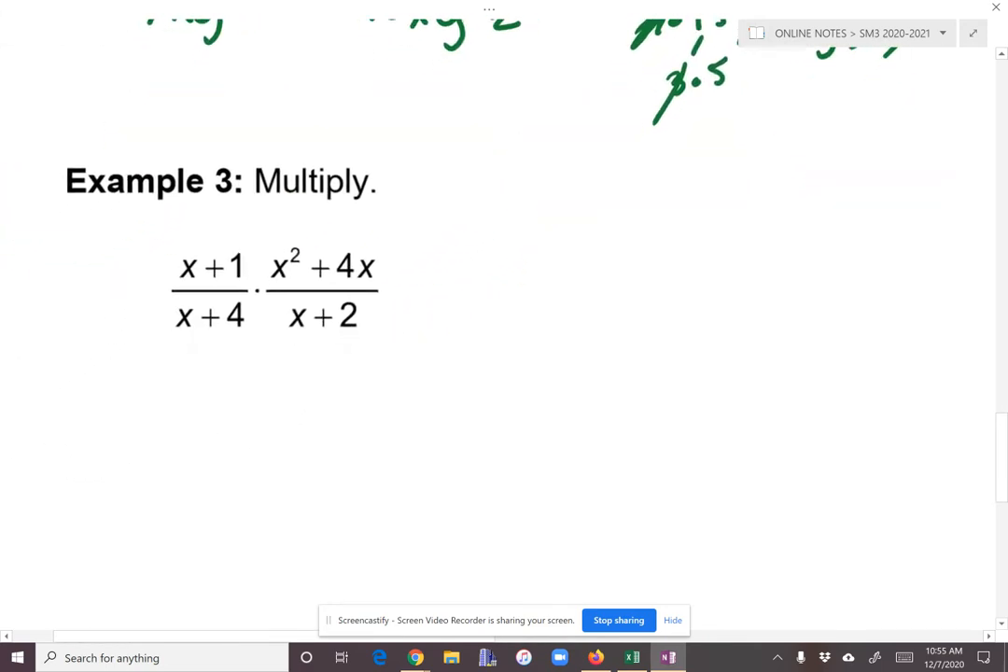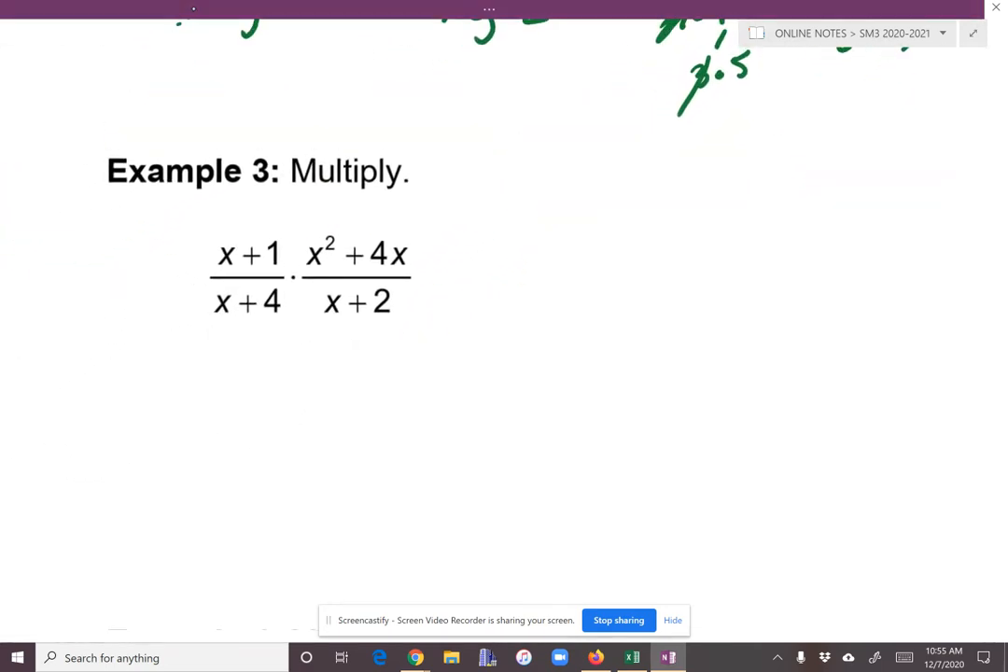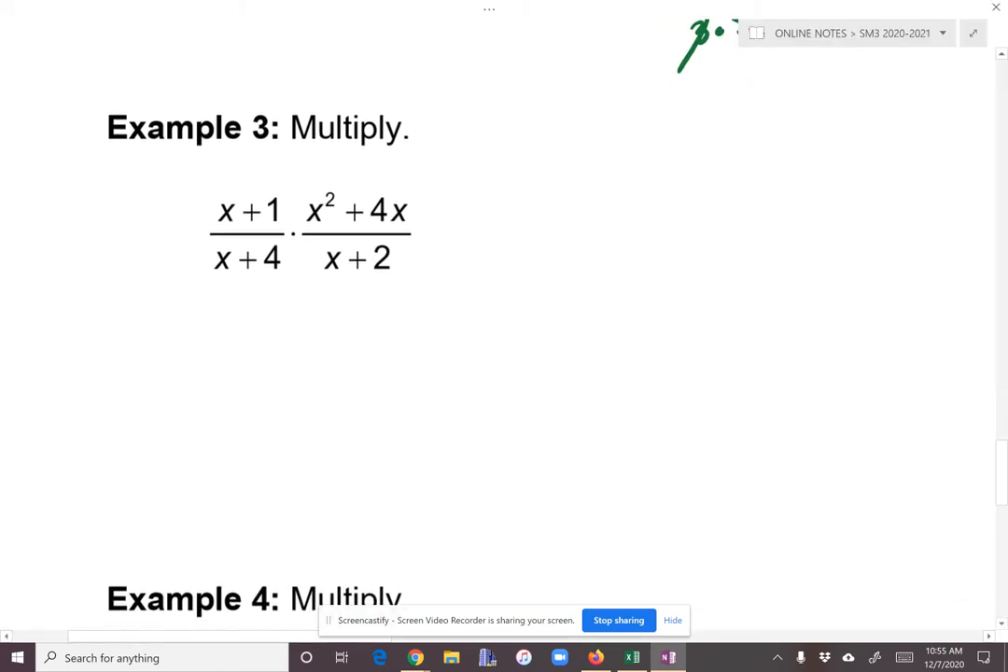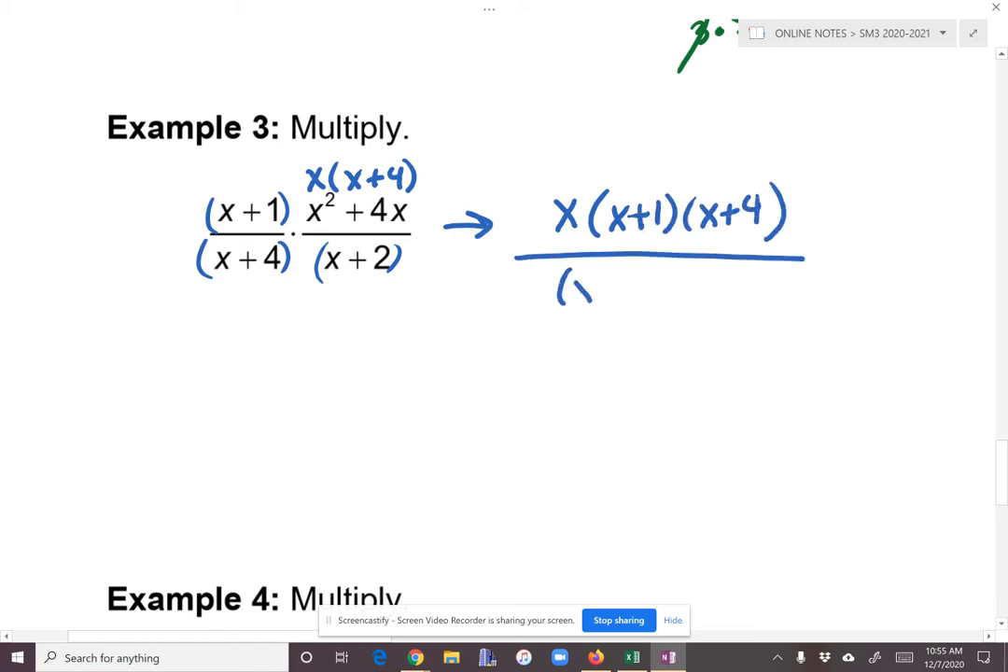Okay. The next one, example 3, says to multiply. When we multiply, same thing. First thing I'm going to do is not flip it. Second thing says to factor everything. These ones that can't factor, I'm going to put in parentheses so I know they have to stay together. But this top one is a GCF, and I'm left with x plus 4. Once I factored, then I multiply, and that just means everything on top, x plus 1, x plus 4, and on bottom I have an x plus 4 and an x plus 2, okay?